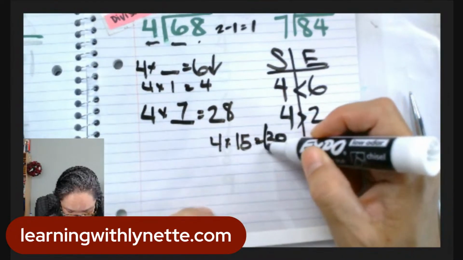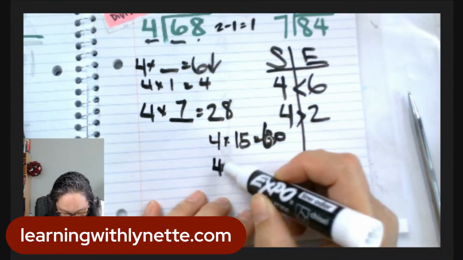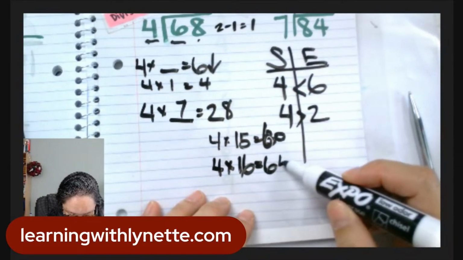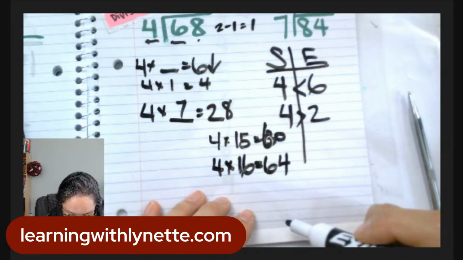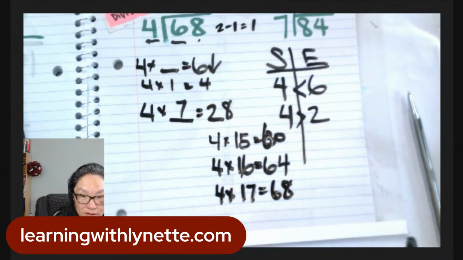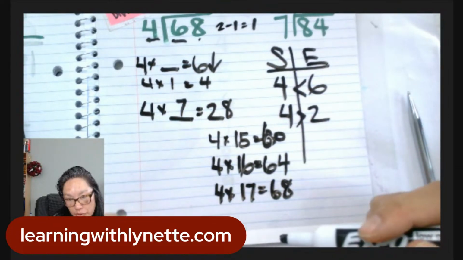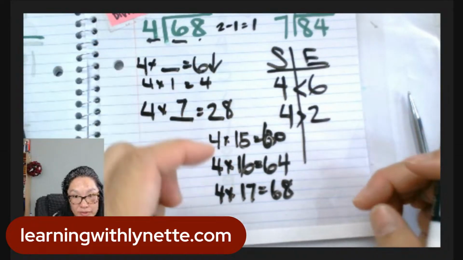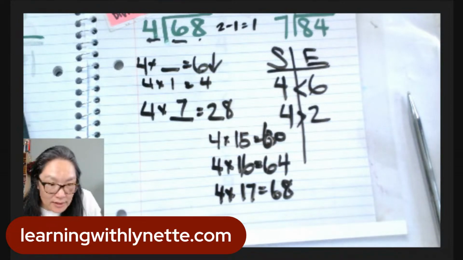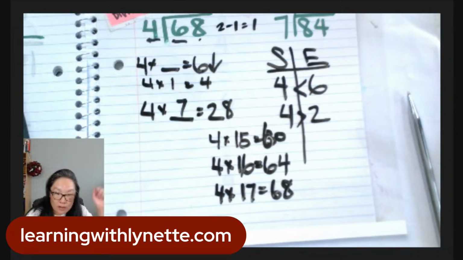No, 60. That's right. Thank you. Right? So then we would do what? 4 times 6 is what? 64, right? And then we do 4 times 7 is 68. I mean, we teach this way for long division. You could, or you break it up into smaller chunks. So that's the difference. Nice. Okay.